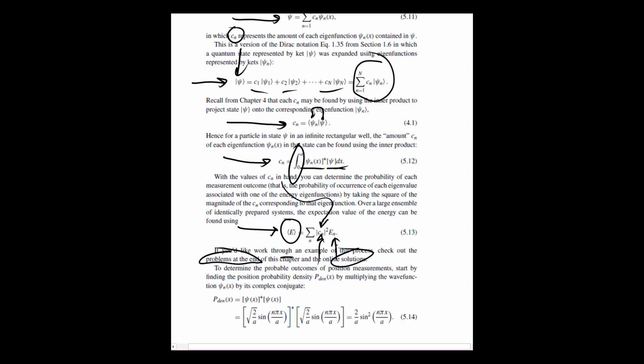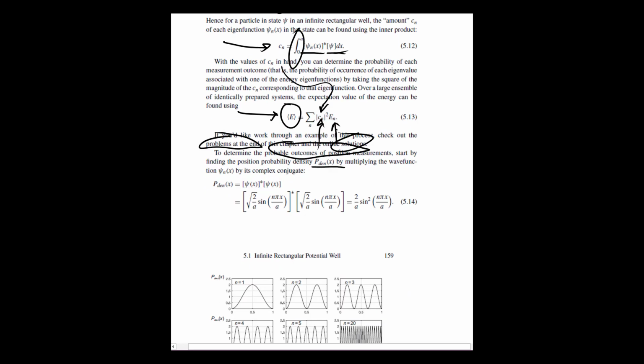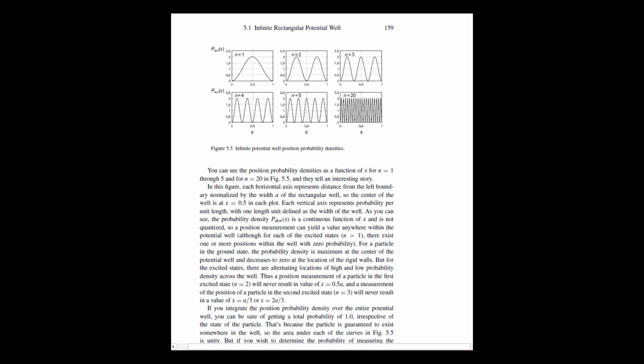What if you want to know the probable outcomes of position measurements? Well, to do that, we need to know the probability density for position, which we've called Pden of x, and you know that that's related to the wave function psi sub n of x by forming psi star psi. In the case of the eigenfunctions we just derived, psi star is real, so the complex conjugate doesn't do anything. When you multiply psi star and psi together, this is what you get. That's going to be the probability density as a function of x for the eigenfunctions of the infinite potential well. You can see those probability density functions in this figure.